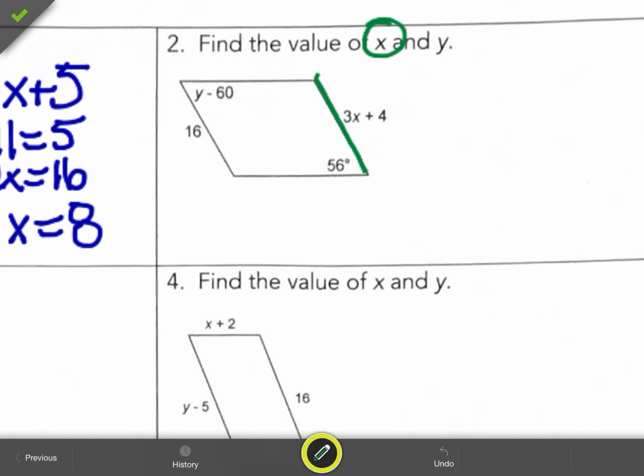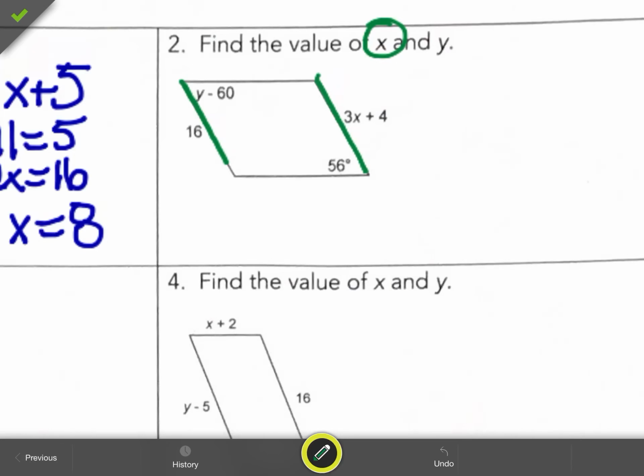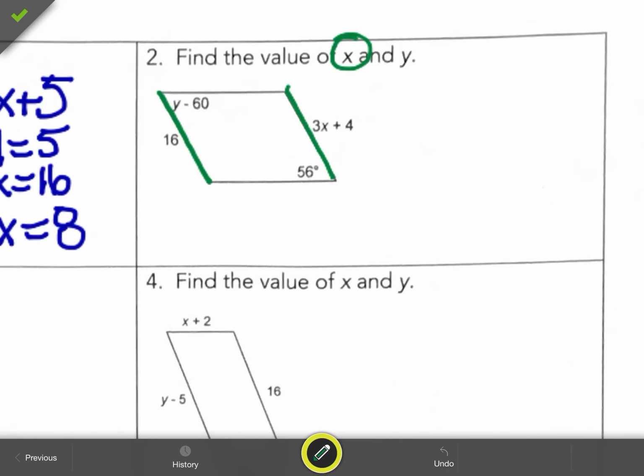So do I have opposite sides that I can work with? Well, there's my 3x plus 4. Well, yes, I do. Look, there's a 16. Those are opposite sides. So opposite sides congruent, 3x plus 4 equals 16. Congruent means they have the same measure, so I set them equal. Notice I didn't try to do anything with the y minus 16 and 56. Okay, notice I didn't try to use the angle with the side. Okay, you can't mix things.